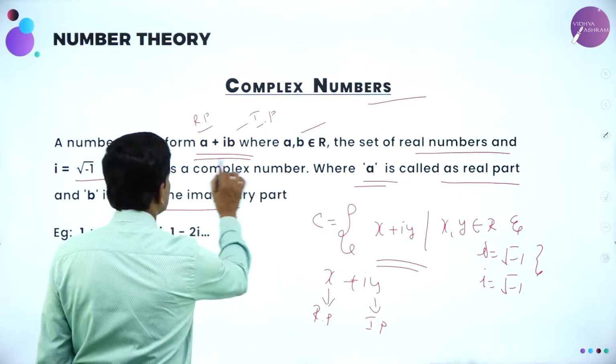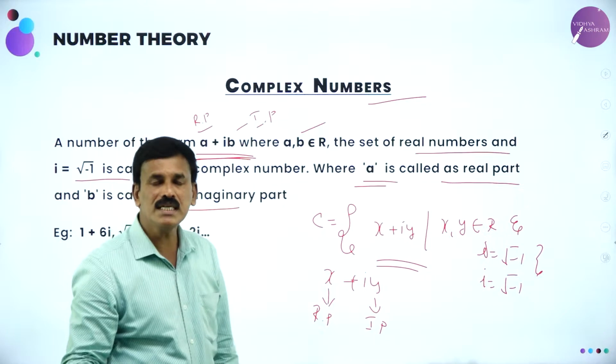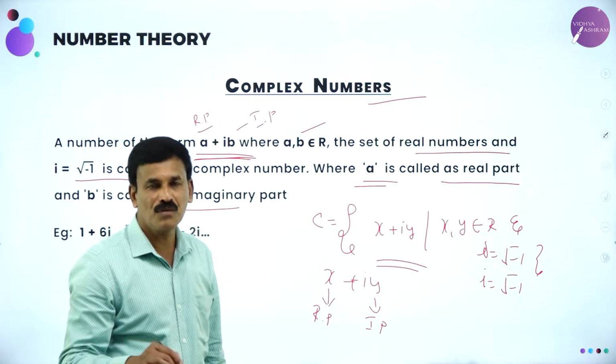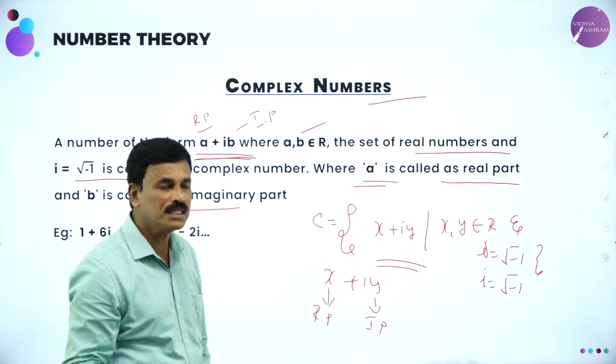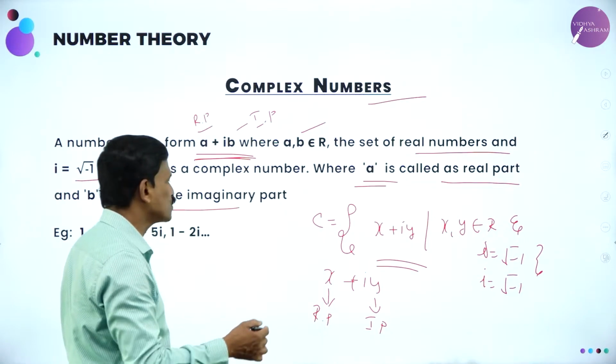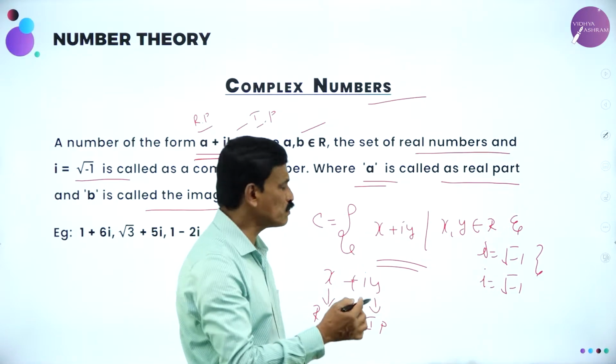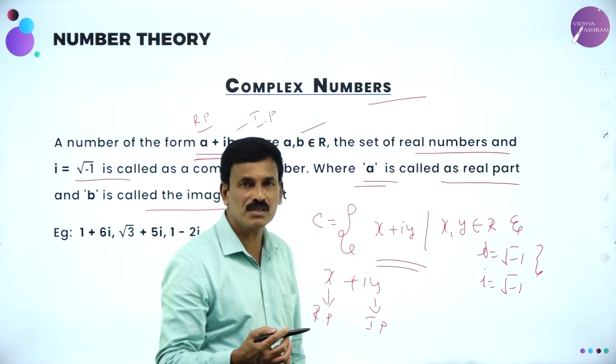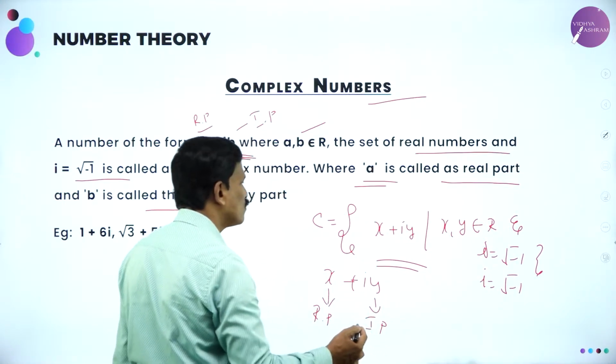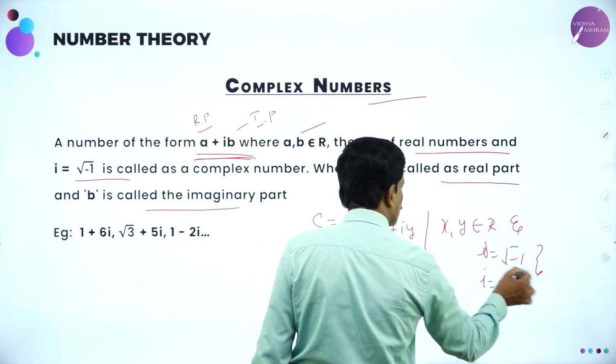So if a plus ib is a complex number, a is called the real part and the coefficient of i, that is b, is the imaginary part of a complex number. Usually the set of complex numbers is denoted as C is equal to x plus iy, such that x and y belong to R and i is equal to root of minus 1.